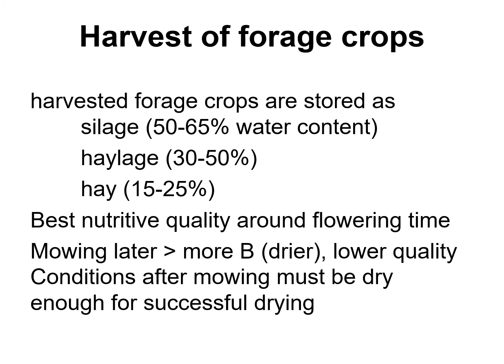Forage crops might be harvested and stored as silage when water content is between 50 and 65%. Haylage, which is a type of silage where the moisture content is reduced to between 30 and 50%, or hay, which is the driest type, being between 15 and 25%. In general, the best nutritive quality for forages will be around flowering. So, if we mow later, we will be able to produce a higher biomass, but at the expense of lower quality. We also have to ensure that the conditions after mowing are dry enough for successful drying of the plants.